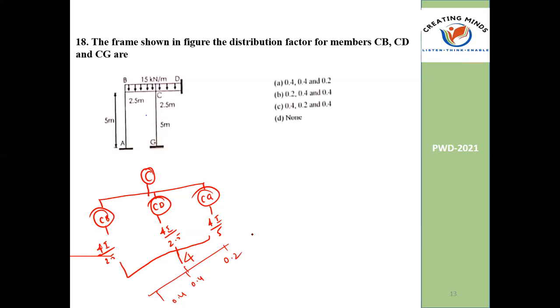Which one is correct? 0.4, 0.4, 0.2. Any doubts? Any doubts in distribution factor? It's very, very important in the moment distribution method.